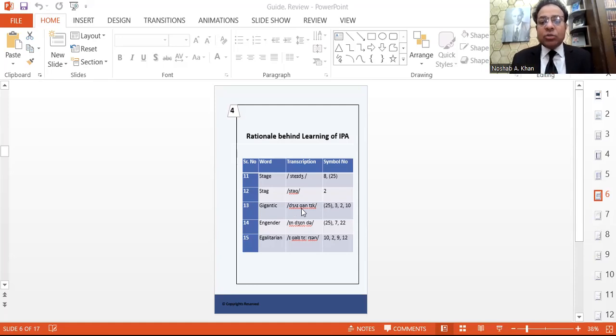Now, the second G, letter number 7, is pronounced like G. So it is gigantic. So this is how, with all certainty, I can pronounce this complex word having 3 syllables as gigantic, something huge, something big. Likewise, engender is the next word, and then egalitarian is the last word given in this series.